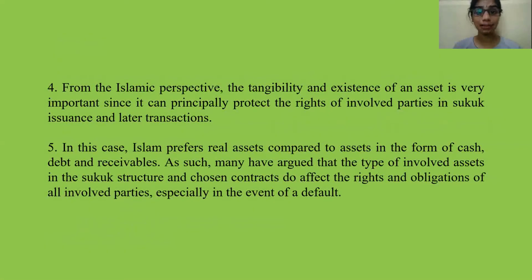From the Islamic perspective, the tangibility and existence of an asset is very important since it principally protects the right of involved parties in sukuk issuance and later transactions. In this case, Islam prefers real estate compared to other assets in the form of cash, debt, and receivables. As such, many argue that the type of involved asset in the sukuk structure and chosen contract do affect the right and obligation of all involved parties, especially in the event of default.